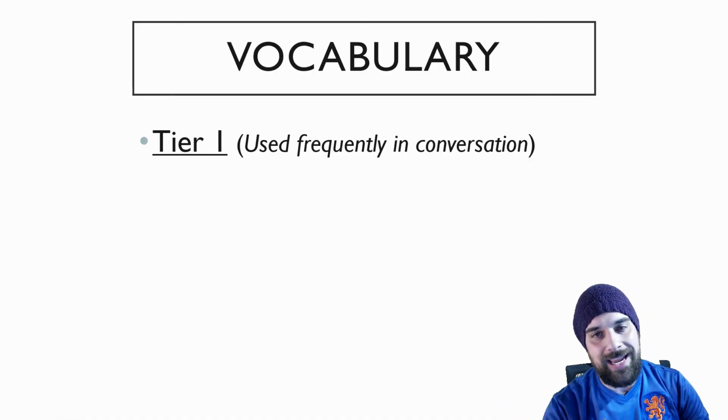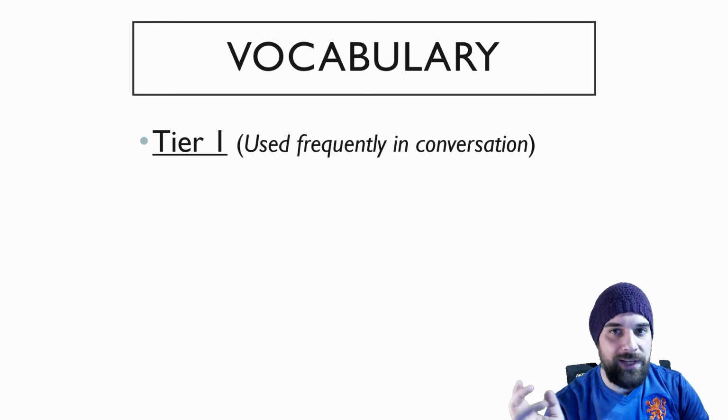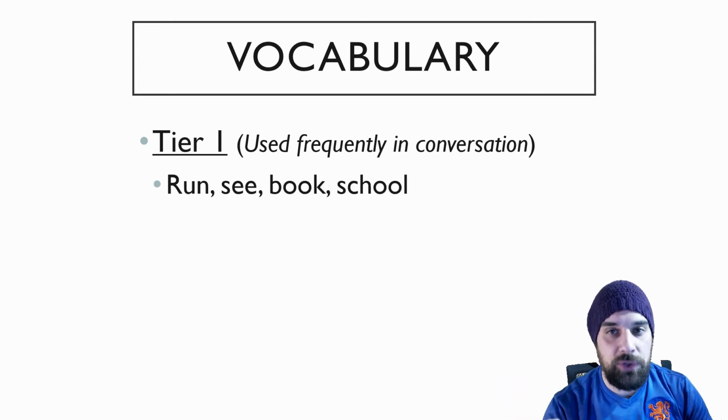Tier 1 words, again, are fine and spoken. These are spoken words, words you tell people. When you talk to your friends, your parents, whatever, these are words you use all the time. Words like run, see, book, school. These are used all the time. And these words are fine in speaking.